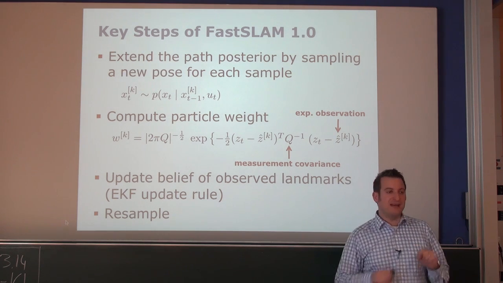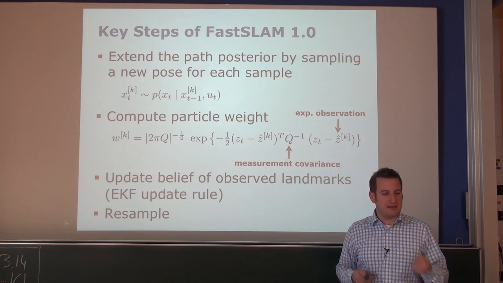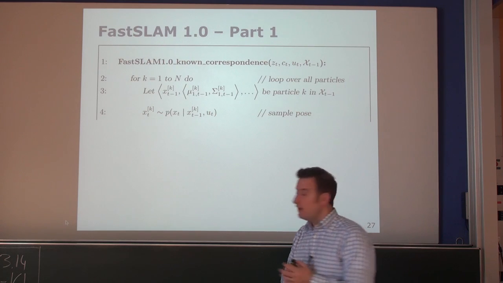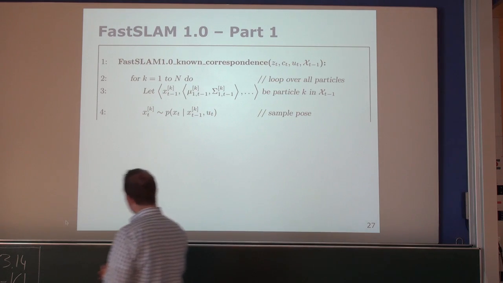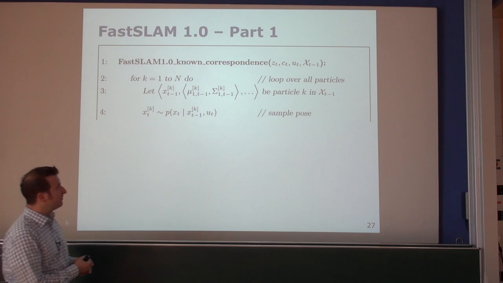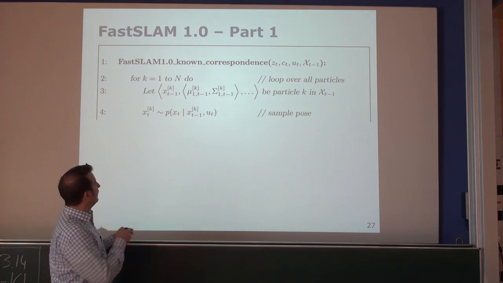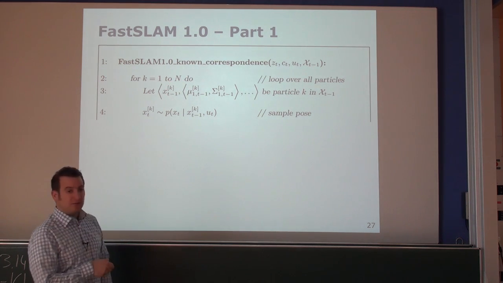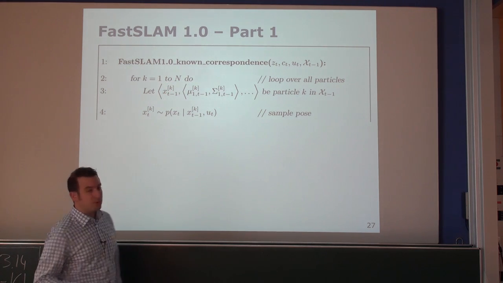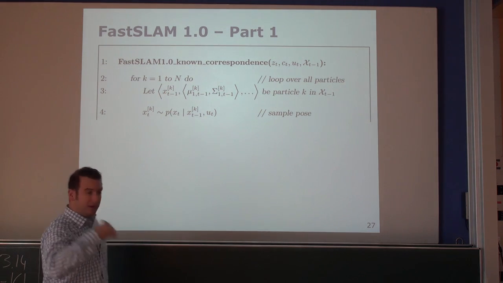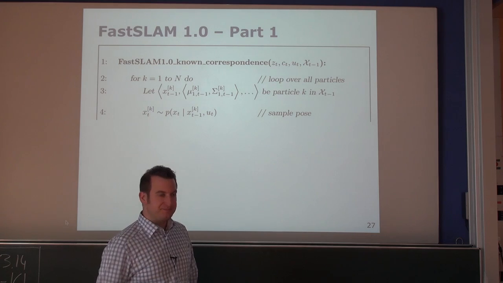Okay, so let's now dive into the detail. If you want to implement that algorithm, how does this look? I start with my FastSLAM 1 with known correspondences. Again, that was something we assumed. We have n samples here, ranging from k equals 1 to k equals n. So we iterate over all samples.